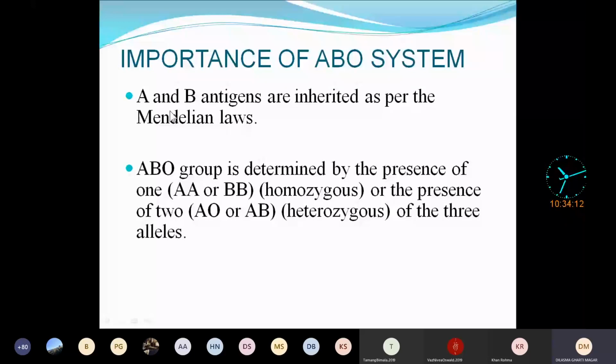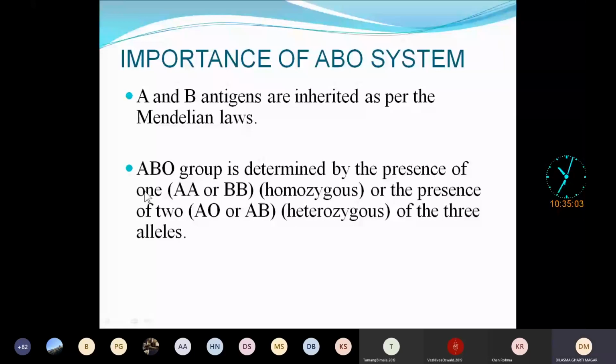Understood here? In the ABO blood group system, it is determined by whether the person has the A antigen, that is AA, or BB. Whenever it is AA or BB, it is known as homozygous. Homozygous and heterozygous you must have heard, isn't it? So ABO blood group is determined by the presence of AA or BB, known as homozygous, or the presence of two different alleles, that is AO or AB. It may be BO also. Just for example, I have written AO or AB. So this is known as heterozygous, of the three alleles.